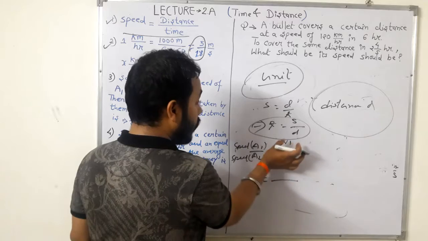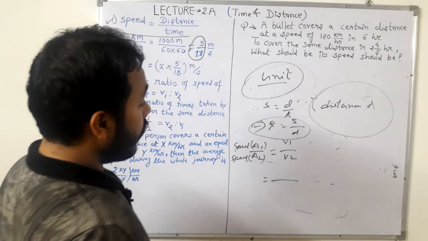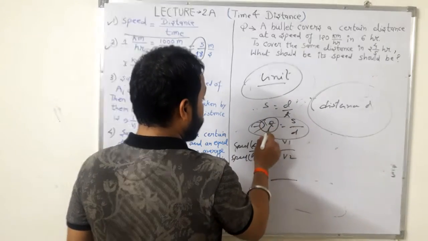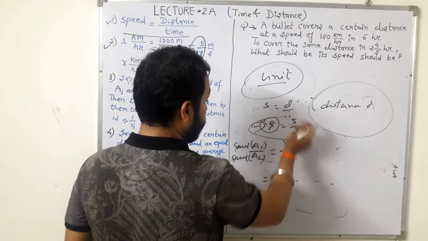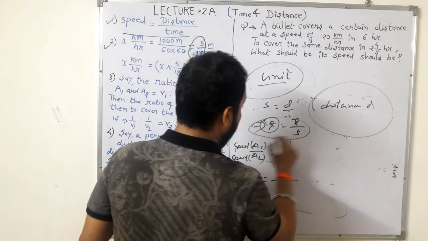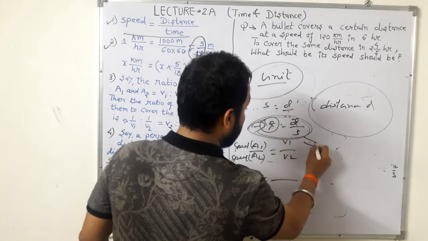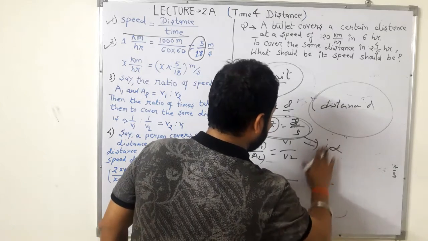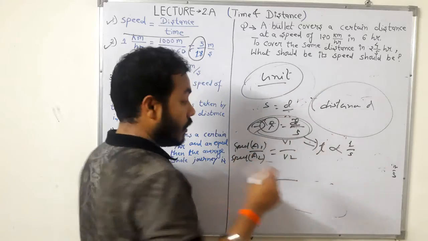Okay, so what would happen? If you want to directly calculate it, then you will find that the time is actually inversely proportional to the speed, isn't it? Time is inversely proportional to the speed. How did we get it? When we have the formula T is equal to D by S, then if D is constant, then I can write that time is inversely proportional to the speed, isn't it?